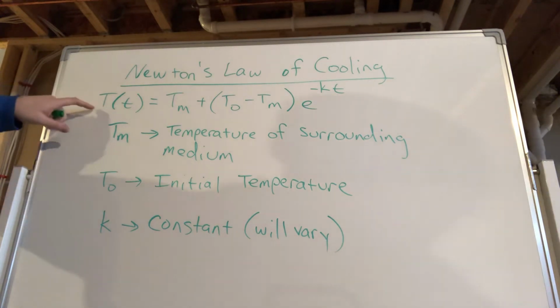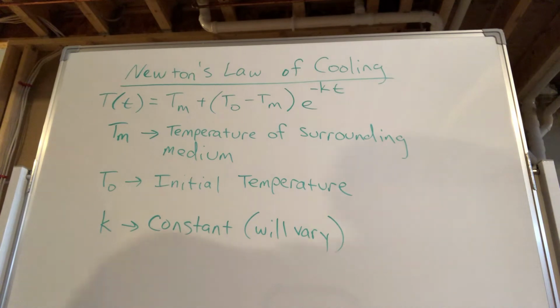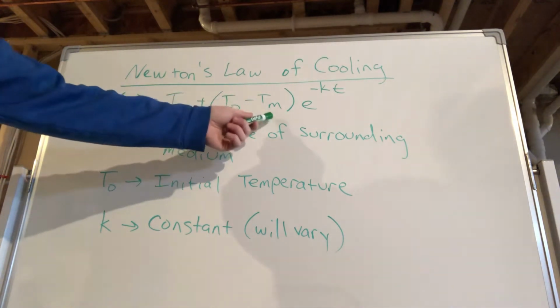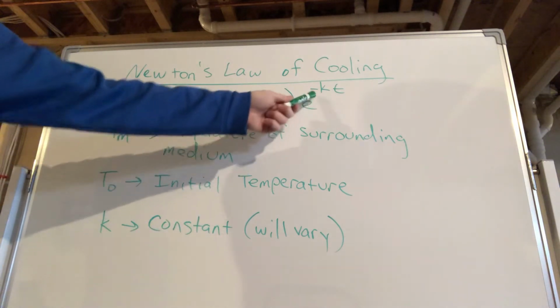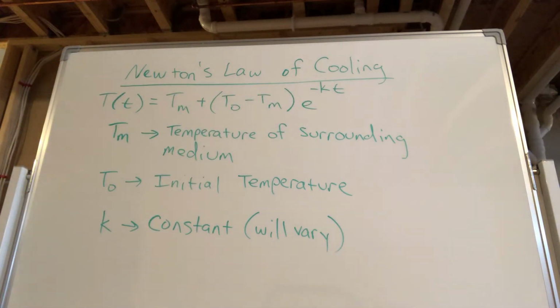So this is the formula. T of t is equal to T sub m plus (T sub 0 minus T sub m) times e to the negative kt. All right, so I'm going to explain what all these mean. So T sub m is the temperature of the surrounding medium. A lot of times you'll see it written as T sub e, the temperature of the environment.